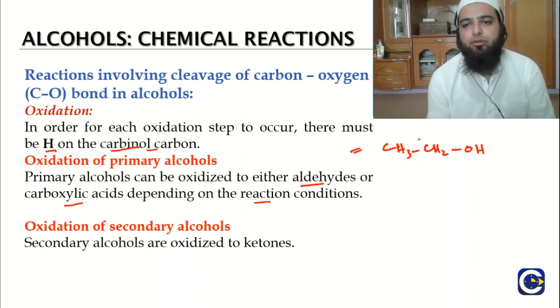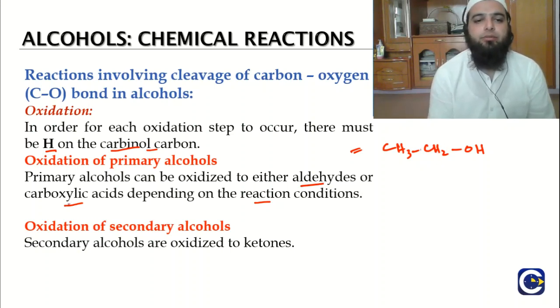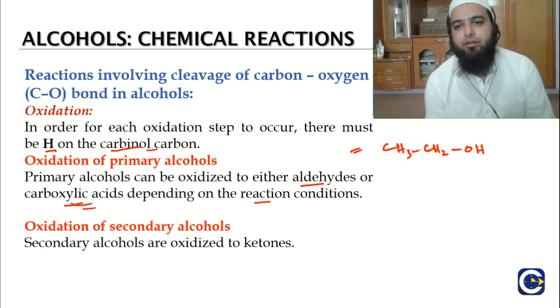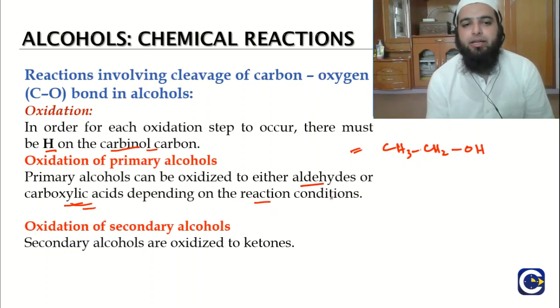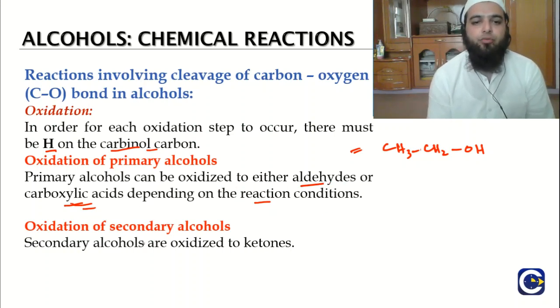If we are using a very strong oxidizing agent, then both hydrogens will be removed, and we will get the carboxylic acid. If we are using a relatively weaker oxidizing agent, we will get aldehydes. And in the case of secondary alcohols, we always get ketones.